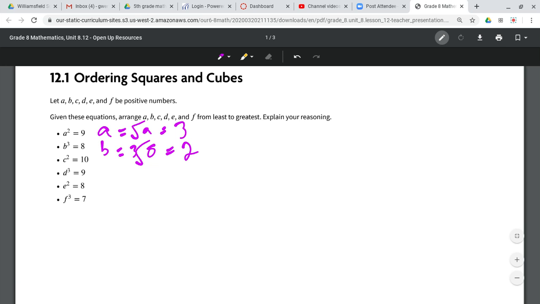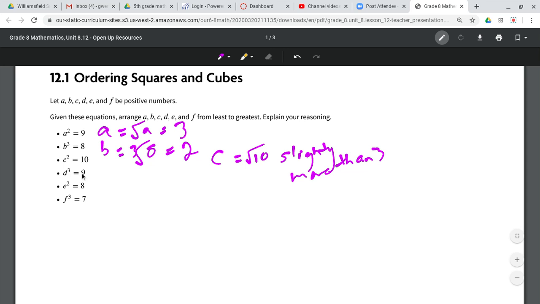All right, for C, we have the square root of 10. Now, if we think about taking the square root of 10, we know it's going to be a little bit bigger than 3 because the square root of 9 is 3. So C equals square root of 10, slightly more than 3. All right, for D, we have D to the third power equals 9.